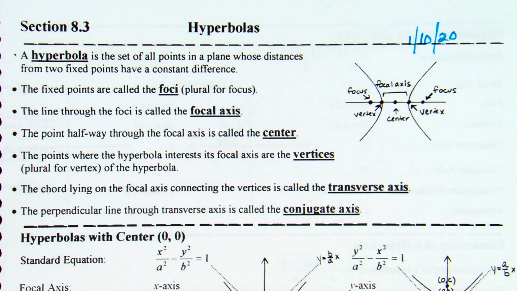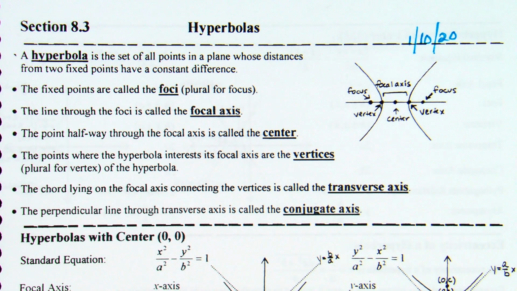So, officially by definition, a hyperbola is a set of all points in a plane whose distances from two fixed points have a constant difference. So last time it was they have a constant sum. Now they have a constant difference. And thus, instead of my curves going in, they're going out.